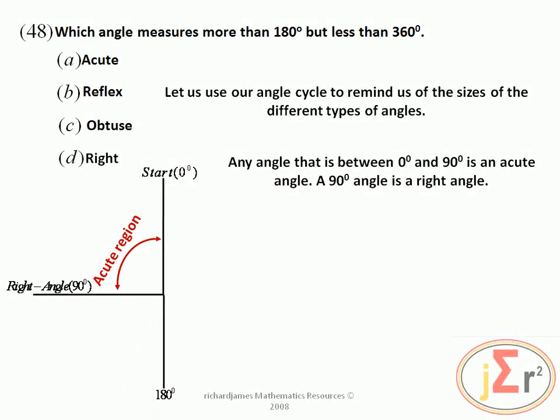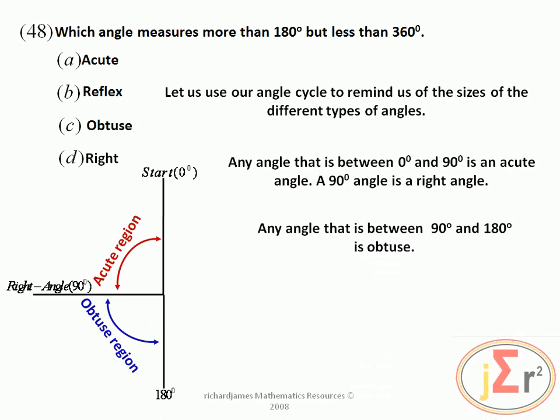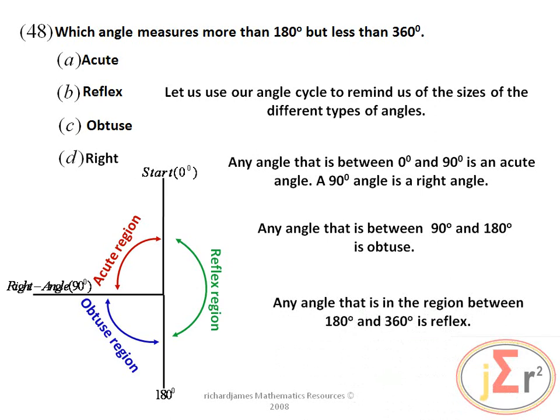So let's move merrily along. Any angle that is between 90 degrees and 180 degrees is obtuse. And any angle that is in the region between 180 degrees and 360 degrees is reflex. The correct answer is option B. Option B, reflex, because it is between 180 degrees and 360 degrees.